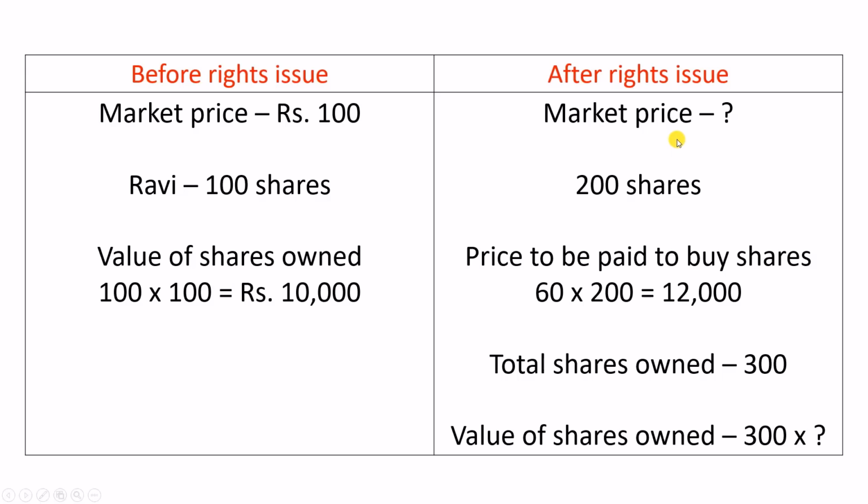But if the public thinks that rights issue was not a good thing and not for a good cause, then the market price will decrease. So it may decrease from 100 to 95 too. And according to the change in market price, the value of shares owned by Ravi will change. So it will be either 300 into 95 if it comes down in this case, or 300 into 105.